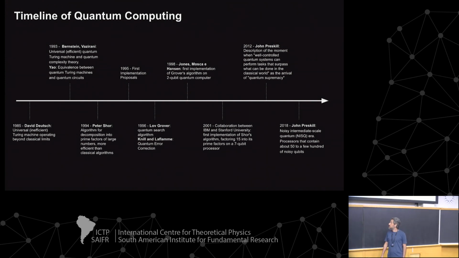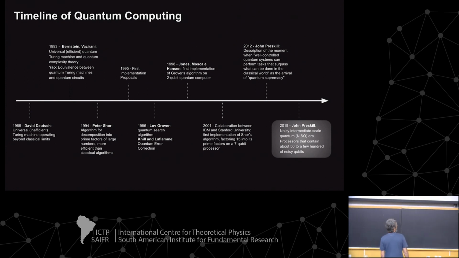2001, the implementation of Shor's algorithm. And in 2012, John Preskill then introduced the idea of quantum supremacy. He coined this term, quantum supremacy. And in 2018, John Preskill also coined the term noisy intermediate scale quantum devices.